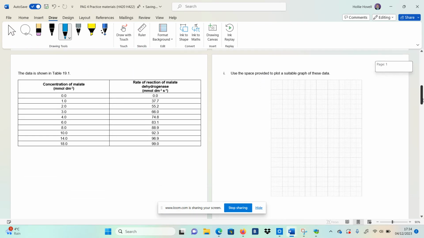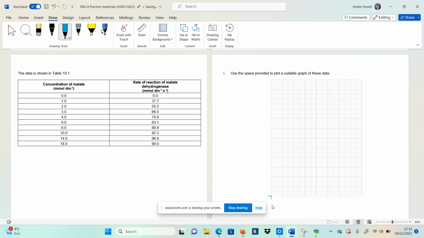So the next part wanted you to draw the graph. It said the data shown in table 19.1, use the space provided to plot a suitable graph. Right, so we've got a result for 0. So we need on this corner here to have 0. So we'll put 0 just there.